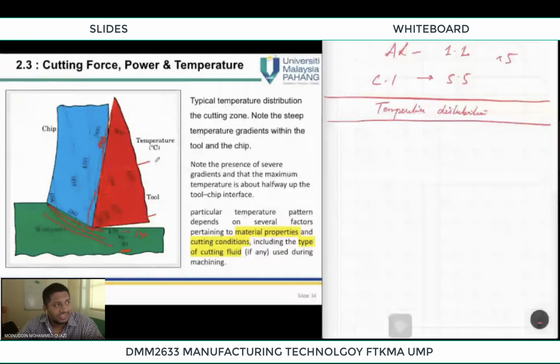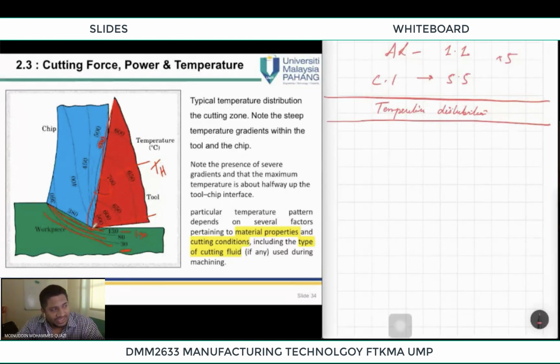The highest temperature, TH, 700 degrees centigrade, is in the middle of the tool, because here the shearing process started at this point. But at the middle, the tool has already done a lot of effort to remove the workpiece. So as this point moves here, the temperature is highest, 700 degrees centigrade. And these temperature gradients depend on several factors such as material properties, cutting conditions, type of cutting fluid, etc. This slide is very, very important. Remember this. Very, very important for you guys. Okay.